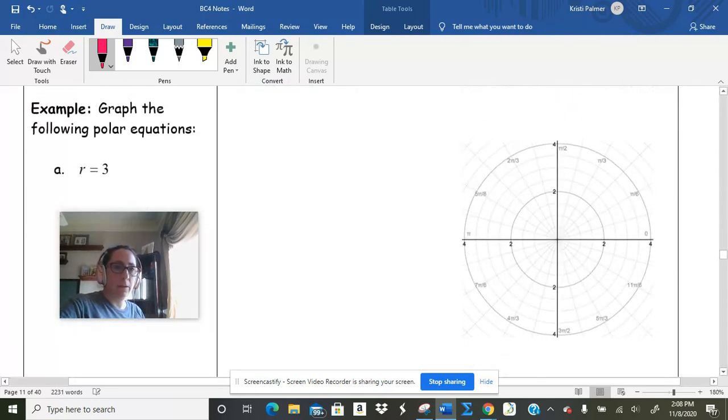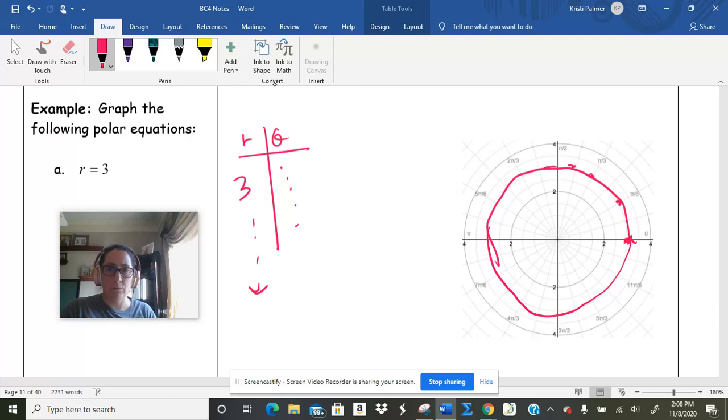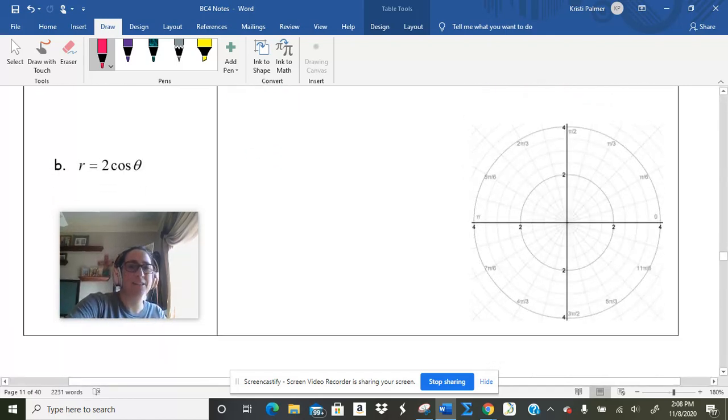Okay, next one, r equals 3. Well, can never equal 0, and no matter what I plug in here, I get out 3 the whole time. So this is just a circle centered at the pole. Pretend that that's a circle. Okay, next one.